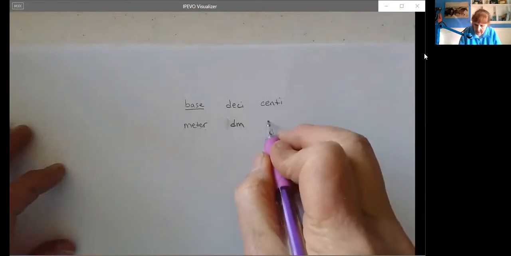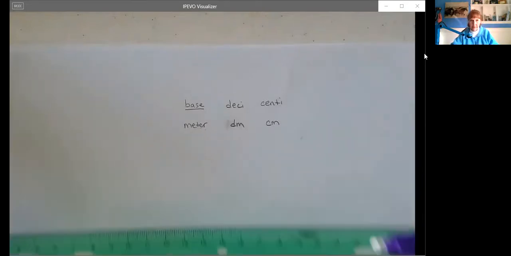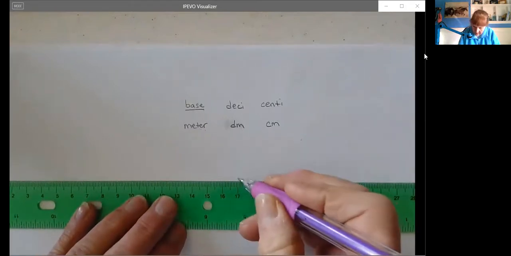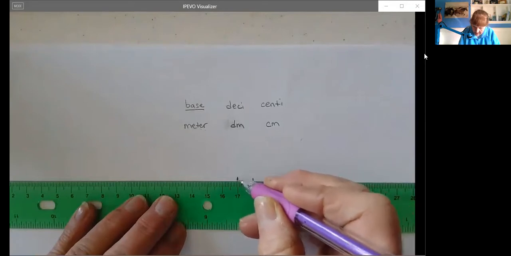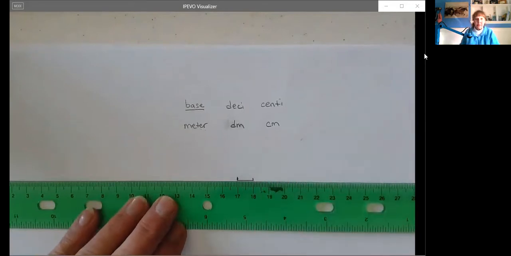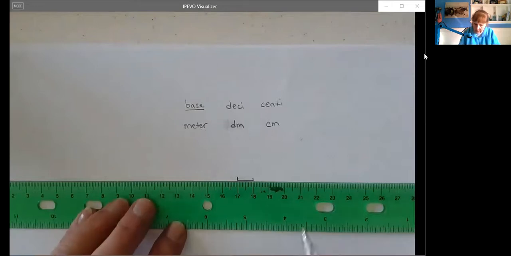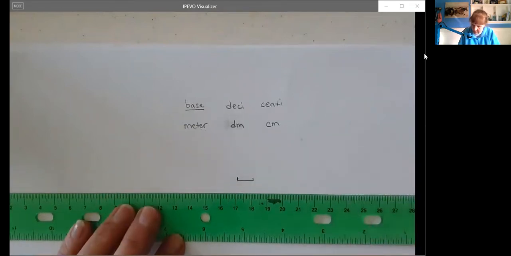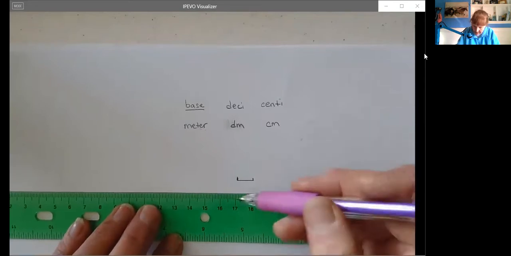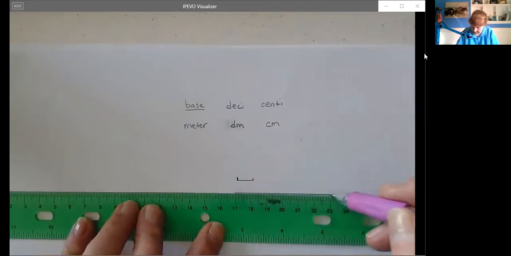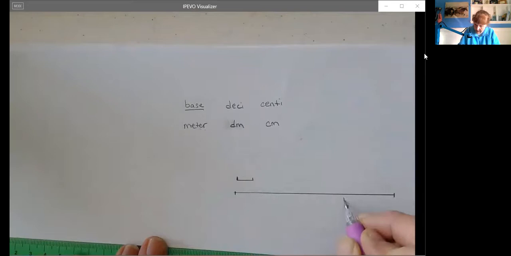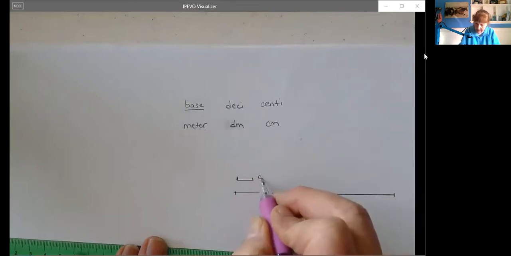And so centi is centimeter, and I do have my little ruler here. A centimeter is from here to here. Okay, so that's a centimeter. A decimeter is 10 of these. It takes 10 of those. Just to give you an intuitive understanding of the size, this is a decimeter. It's 10 centimeters. So that would be a decimeter, and that's a centimeter.